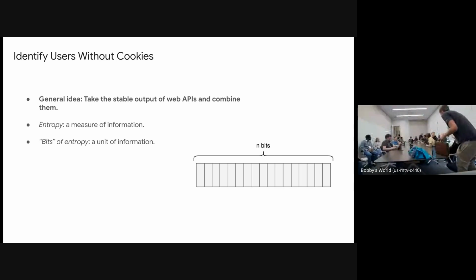For those of you that missed it, the TLDR is basically that if you take a bunch of web APIs that have variation in their values, depending on your Chrome version, your device, et cetera, and combine these together, you would get some sort of stable identifier that's unique to you, instead of using a cookie.